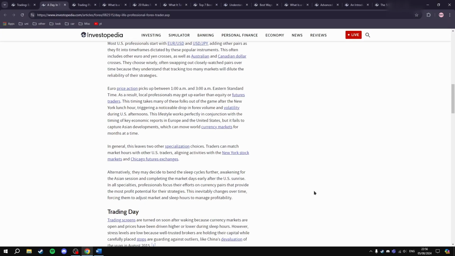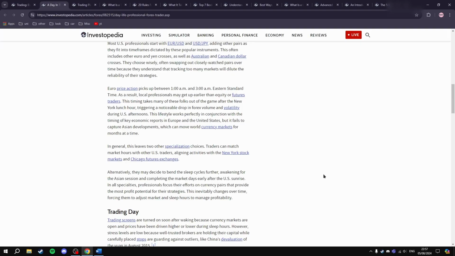Euro price action picks up between 1 AM and 3 AM Eastern Standard Time. As a result, local professionals may get up earlier than equity or futures traders. This timing takes many of these folks out of the game after the New York lunch hour, triggering a noticeable drop in Forex volume and volatility during the US afternoons.